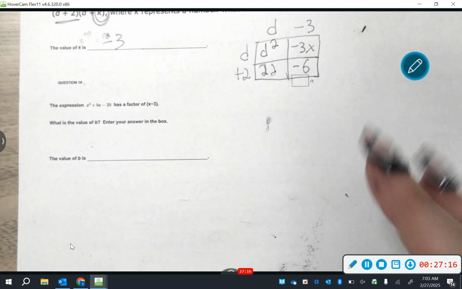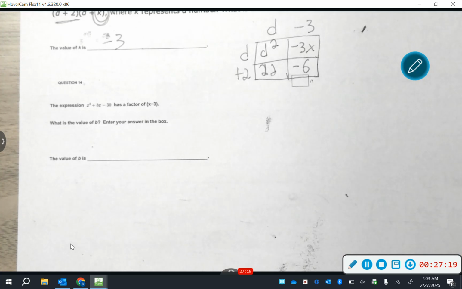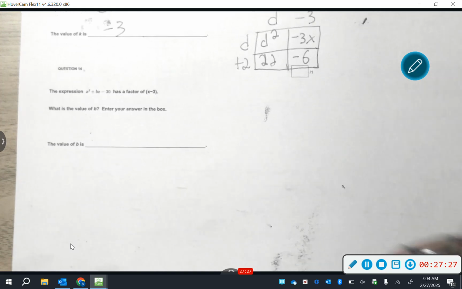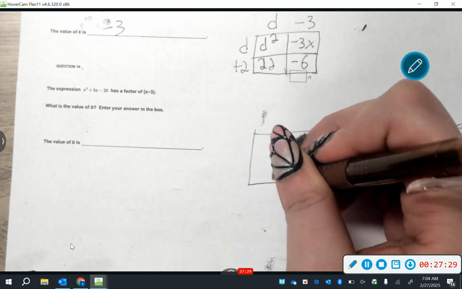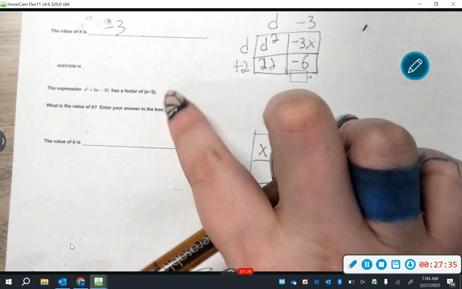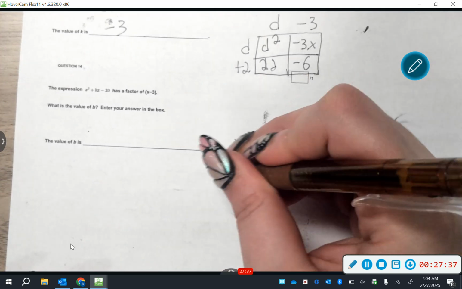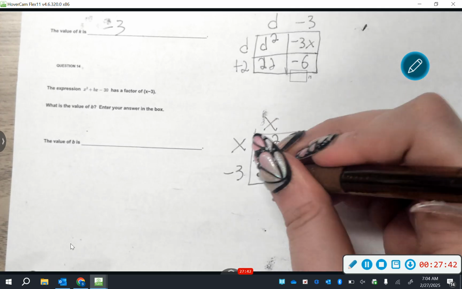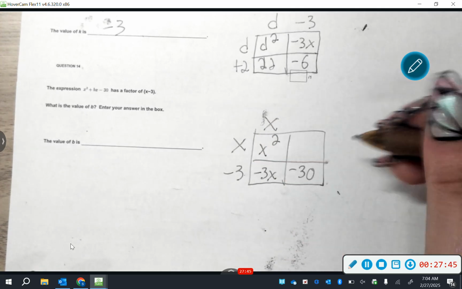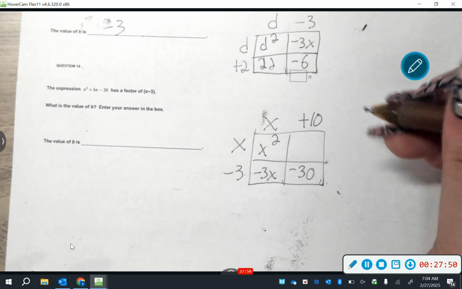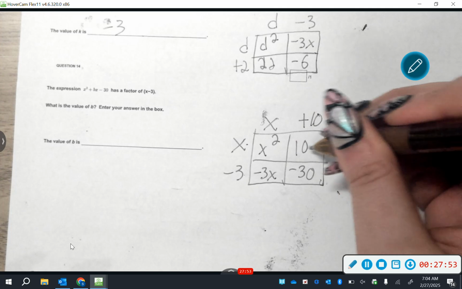Final question. The expression x squared plus bx minus 30 has a factor of x minus 3. What is the value of b? Enter your value into the box. Okay, so here's our box. We got x squared, negative 30. They already told us one of our factors has to be x minus 3. Well, x times x gets us x squared. X times negative 3 gets us negative 3x. Negative 3 times positive 10 gets us negative 30. X times 10 is 10x.